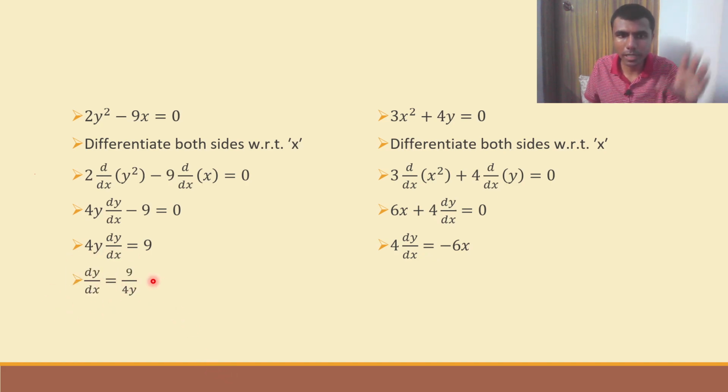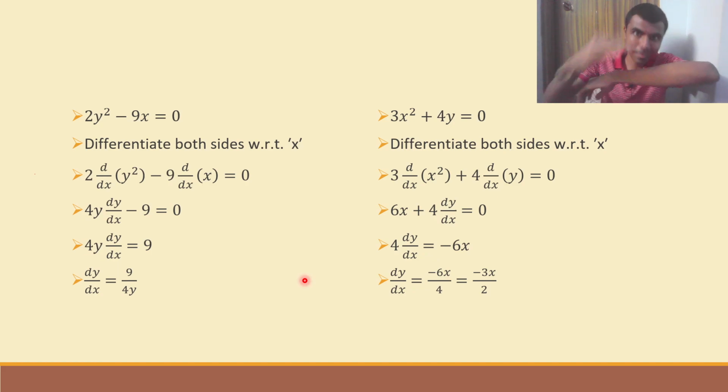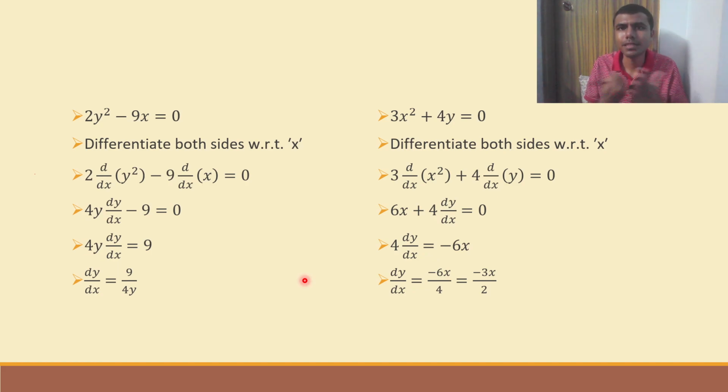So I found dy by dx for the first curve. Now here dy by dx is nothing but minus 6x by 4, which is nothing but, if you take 2 2s are, 2 3s are, so minus 3x by 2. Fine. So I found the dy by dx for the second curve as well.